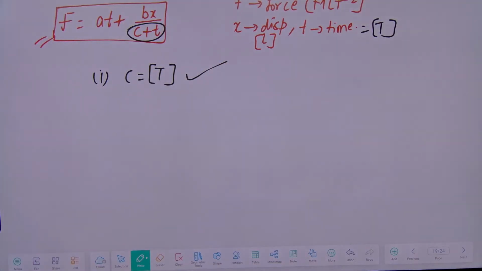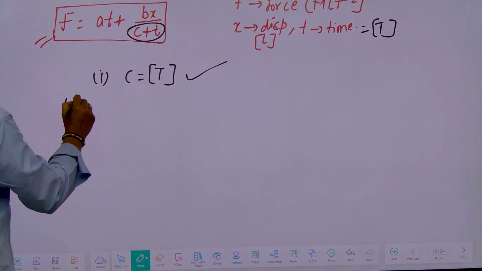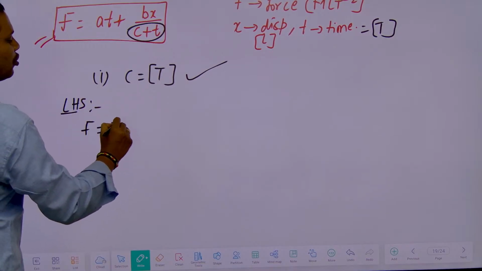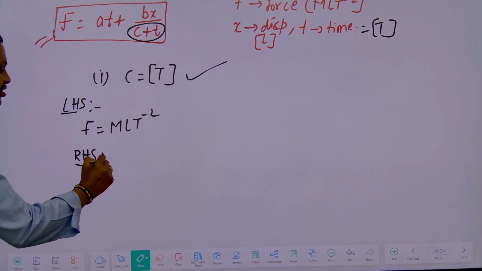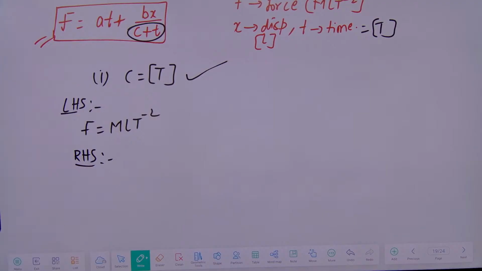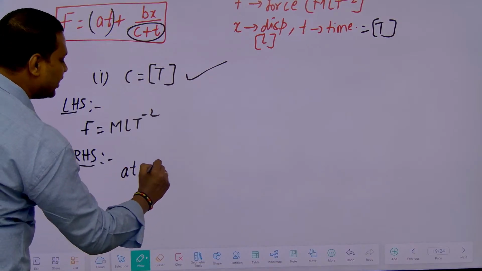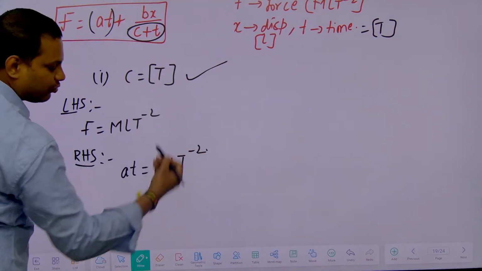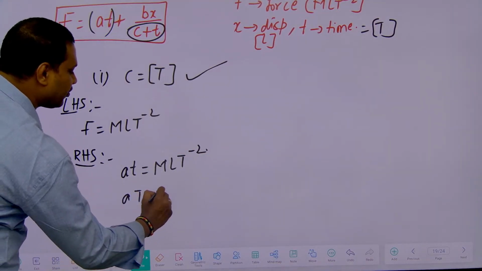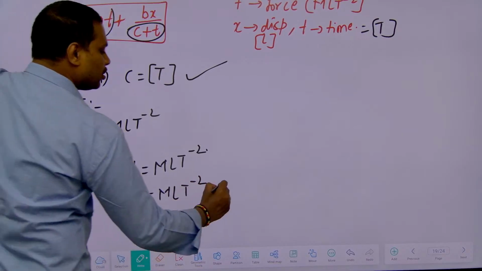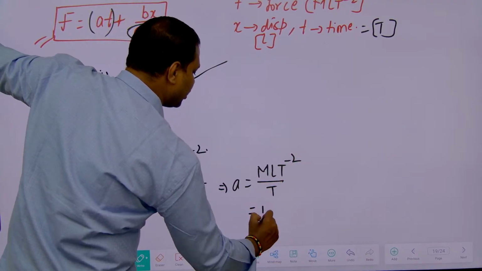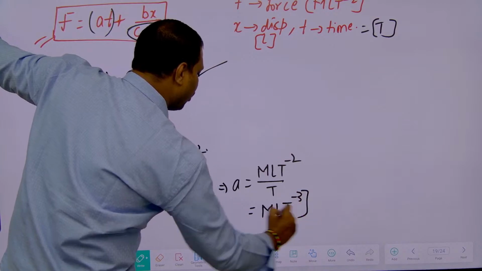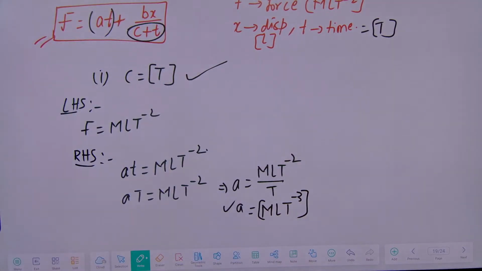C is done. Are you clear? Then take LHS. On the LHS we have force. Force dimensional formula is MLT power of -2. Now take RHS. In RHS we have 2 terms. This is the first term. What is the first term of RHS? AT. That is equal to MLT power of -2. Then A into time T is equal to MLT power of -2. That implies A is equal to MLT power of -2 divided by T. The total dimensional formula is MLT power of -3. This is the dimensional formula for A. So A is also done, C is also done.